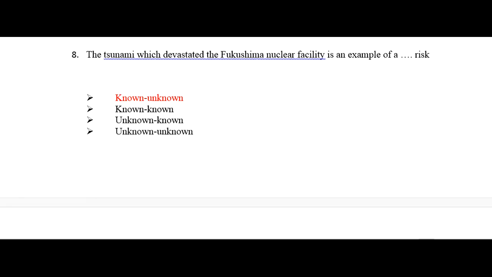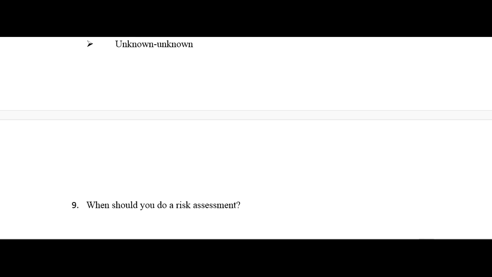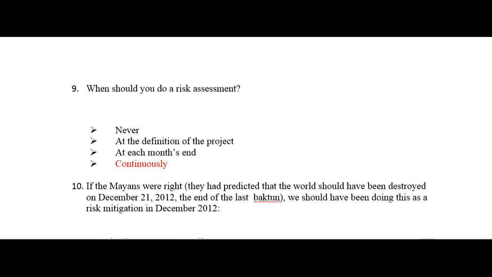Question 8. The tsunami which devastated the Fukushima nuclear facility is an example of a known and unknown risk. Question 9. When should you do a risk assessment? It should be considered always, and the answer is continuously.